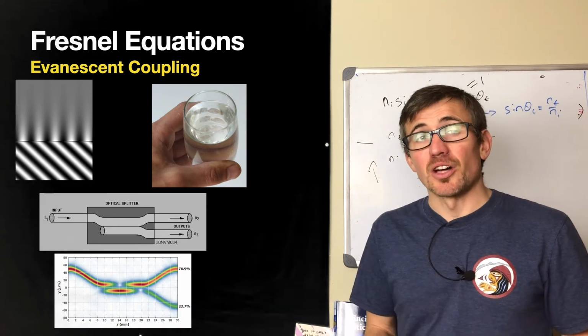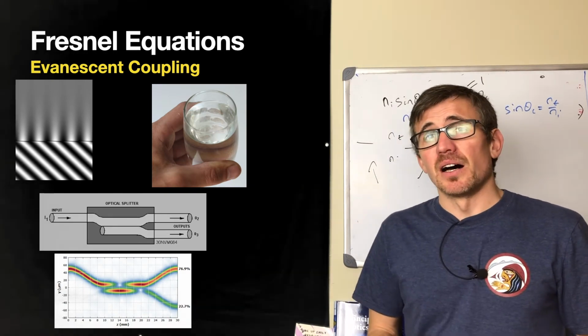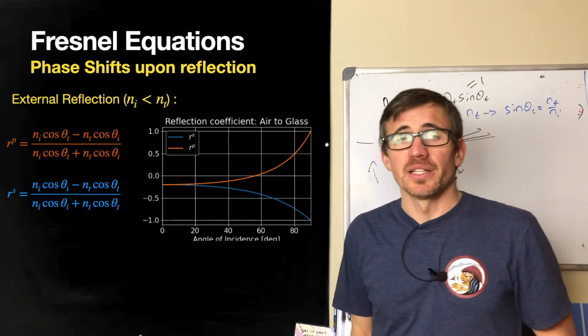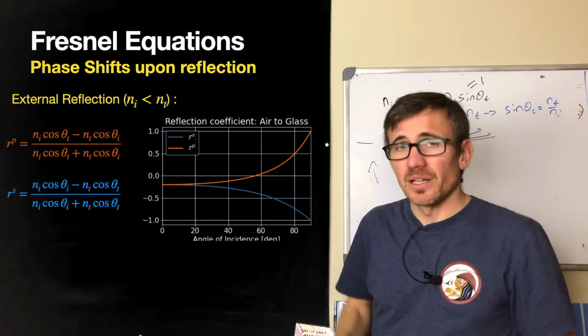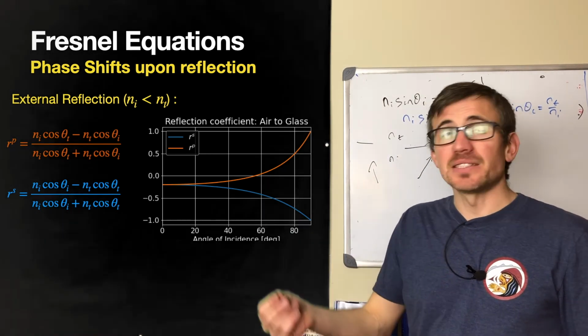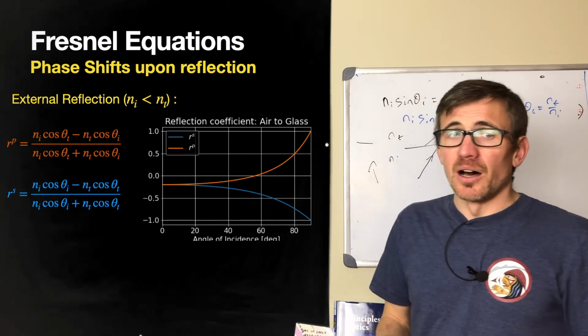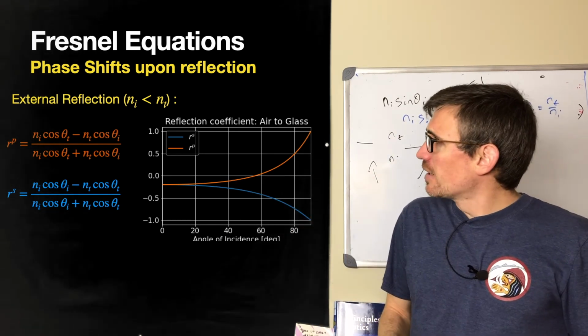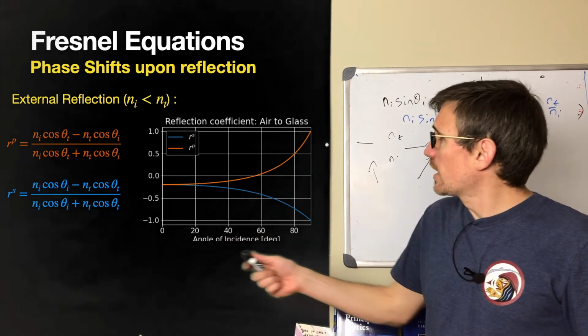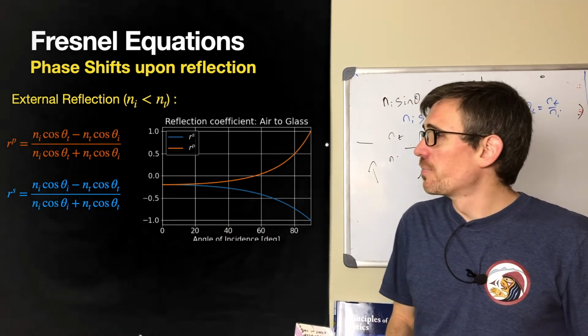Okay, last topic for the day. Let's talk about phase shifts, the phase shift upon reflection. Let's start with external reflection. If you look at the form of the reflections, not the magnitude squared, the capital R, but the actual field, notice that it goes negative in some region. For the S polarization, it's always negative. For the P, it starts negative. What does that actually mean?